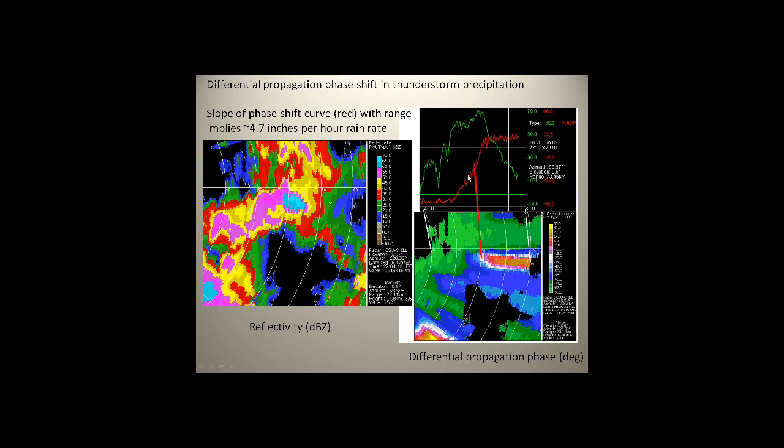Those of you who are calculus fans will remember the derivative. So if you can fit a slope to this phase line, we can calculate or estimate how heavily the rain is falling here. And this slope here turns out to be about 4.7 inches of rain per hour.